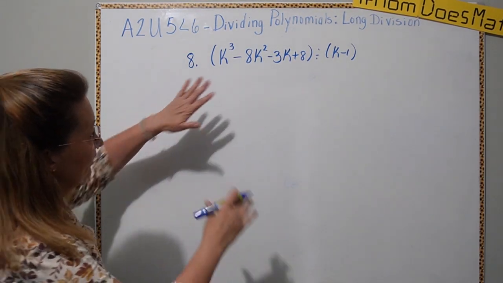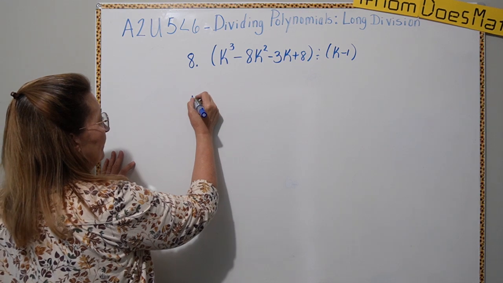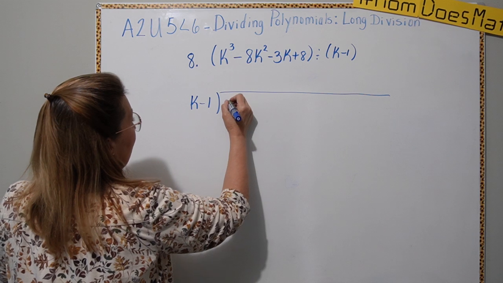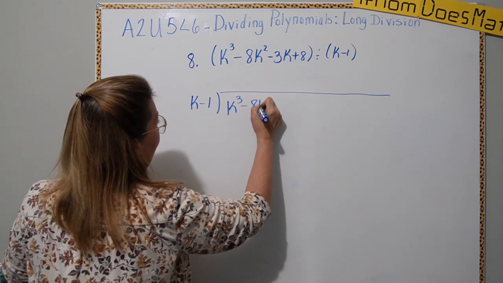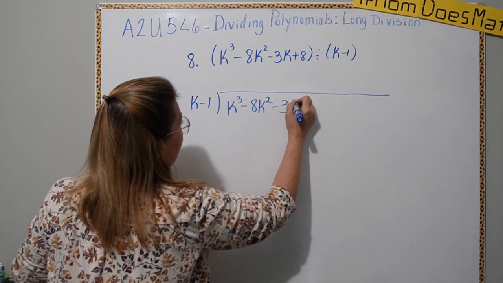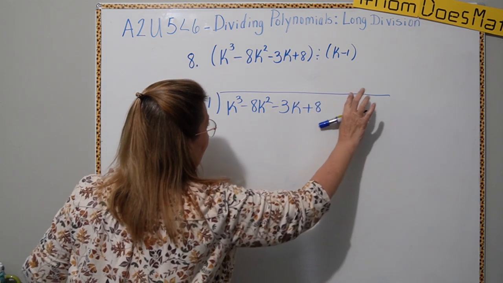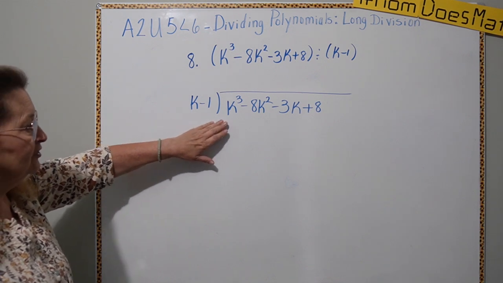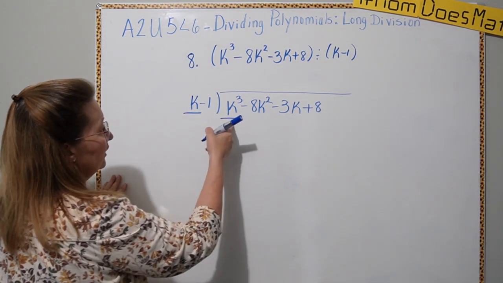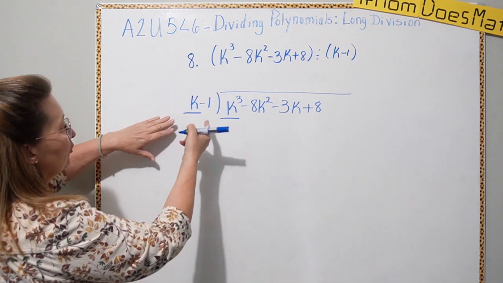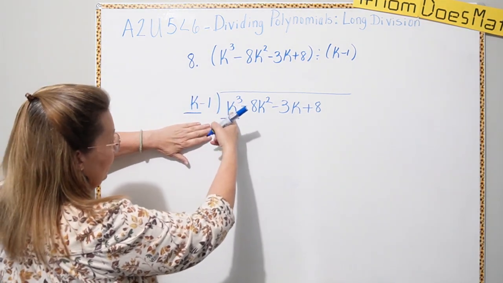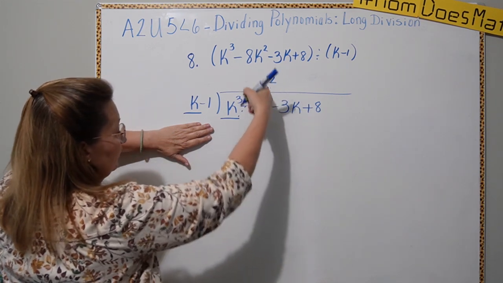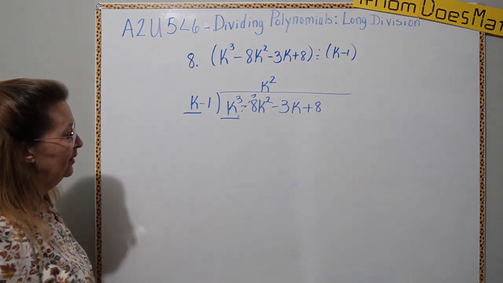Okay, here's number 8. So let's go ahead and get it into our format. We're going to put k minus 1 on the outside here. And then I'm going to take k to the third minus 8k squared minus 3k plus 8. Okay? And let's get going. Take your first term here and ask yourself, how many times will it go into k to the third, or what would I multiply times k to get k to the third? Well, I would multiply times k to the second, and I'm going to put it over here so that it's in the same place with matching exponents. Okay?